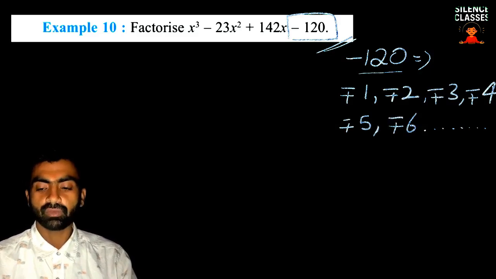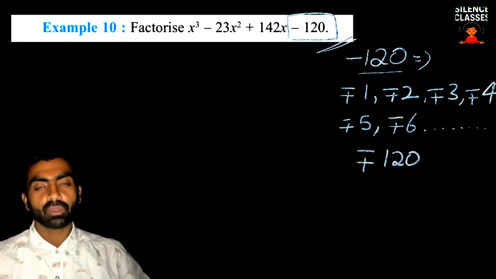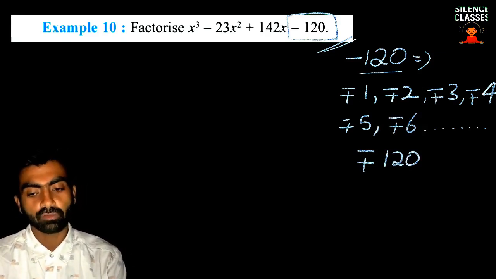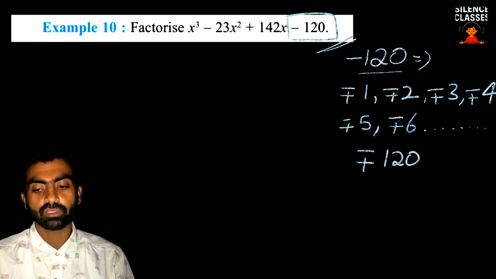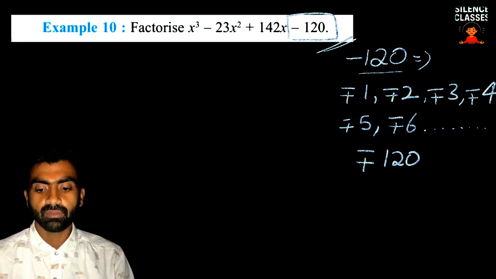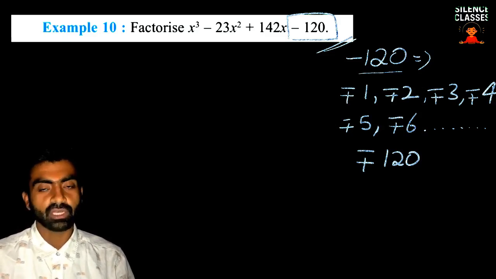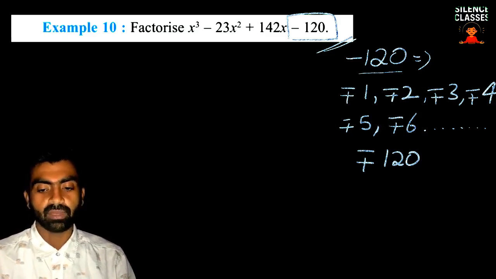It will move further up to plus minus 120, because by minus 1 it is also divisible, and by plus 1 it is also divisible. By 2 it is also divisible, by 3 plus minus as well. And the highest number is 120, because after 120 there is no number which can divide 120. So we will move like this.